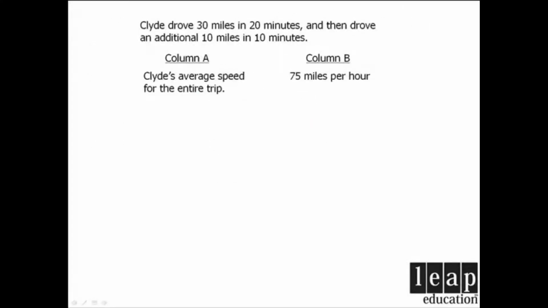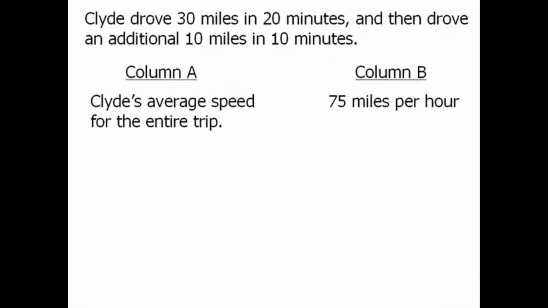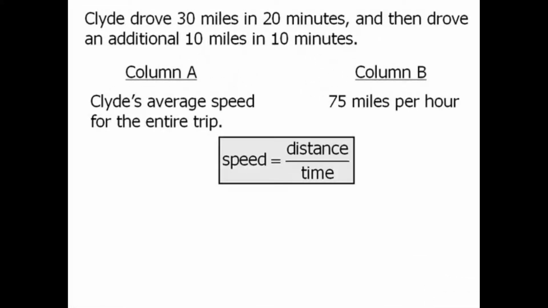To calculate Clyde's average speed for the entire trip, we'll take the total distance that he traveled and divide it by the total time spent driving. Now the question tells us that Clyde drove for a total of 40 miles, and he spent a total of 30 minutes driving. Now notice that in column A we are currently comparing miles with minutes. However, in column B our speed is given in miles per hour.